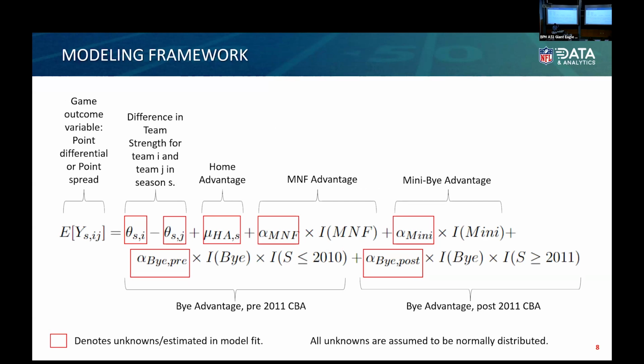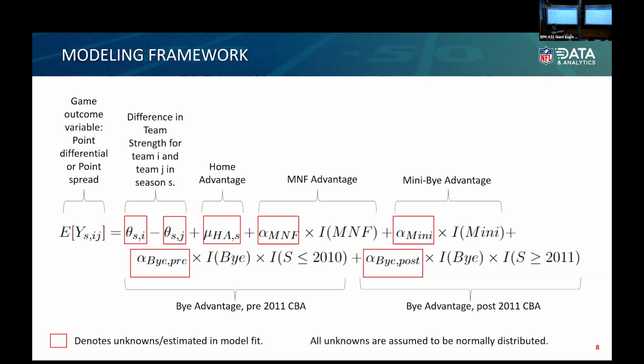On the top left, we have our outcome variable, and that's going to be either point differential or point spread, depending on what type of model we're fitting. Then we have our differences in team strengths. Again, we are doing this because we know that this difference exists. We're not necessarily interested in it, but we want to make sure we have the difference between the two teams playing. So that's why we have a term there.